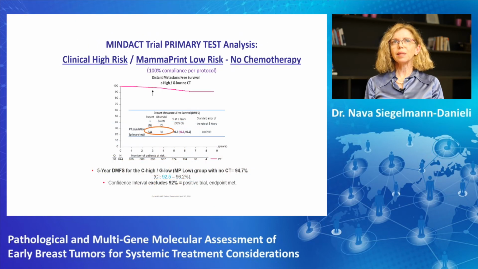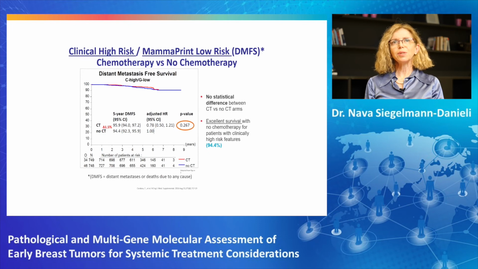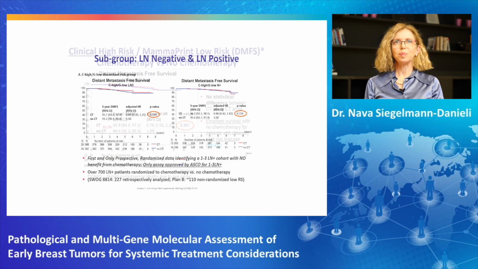And this is the group without chemotherapy. So you see it's more than 92%. It's 94.7%. And here you see that there is no benefit of chemotherapy in this specific group of clinically high but genomically low group. And here they analyze it by 0 lymph node or 1 to 3 involved nodes.